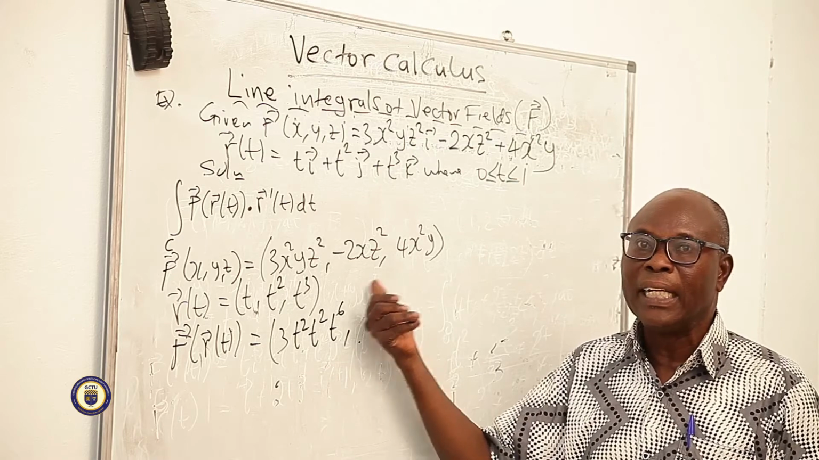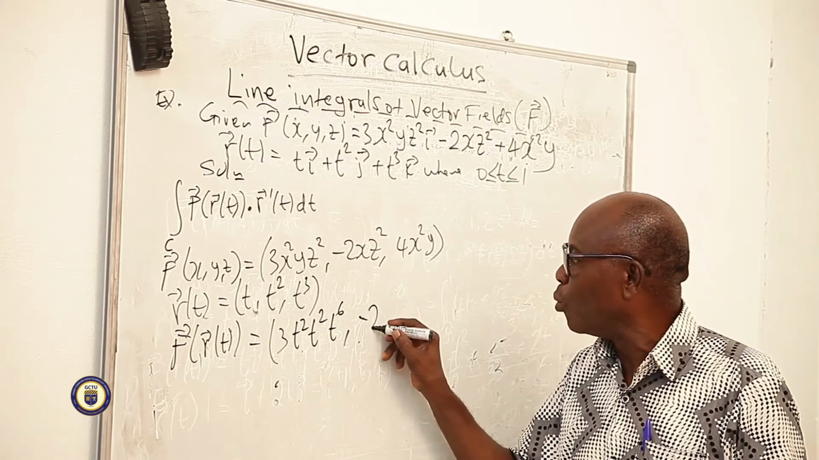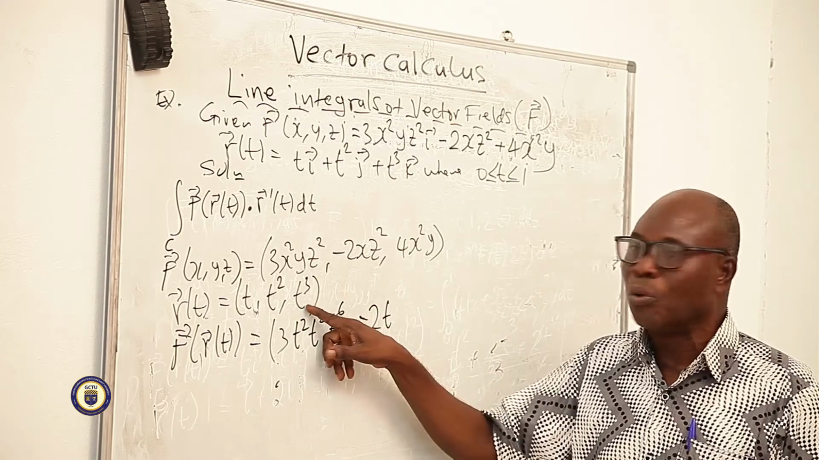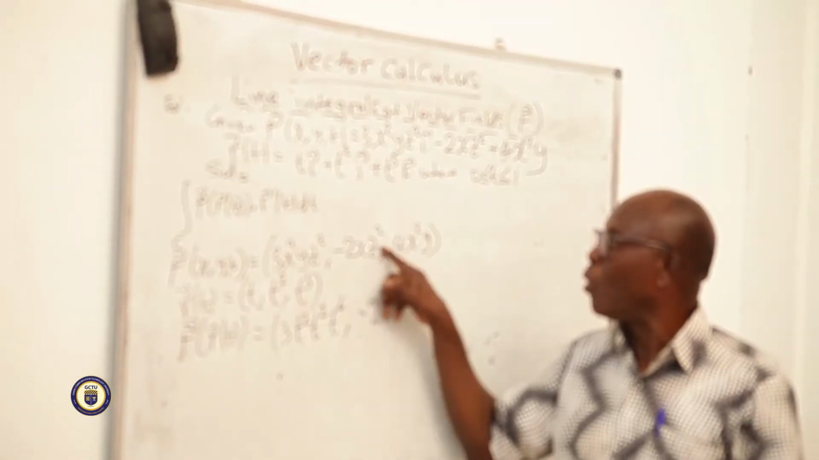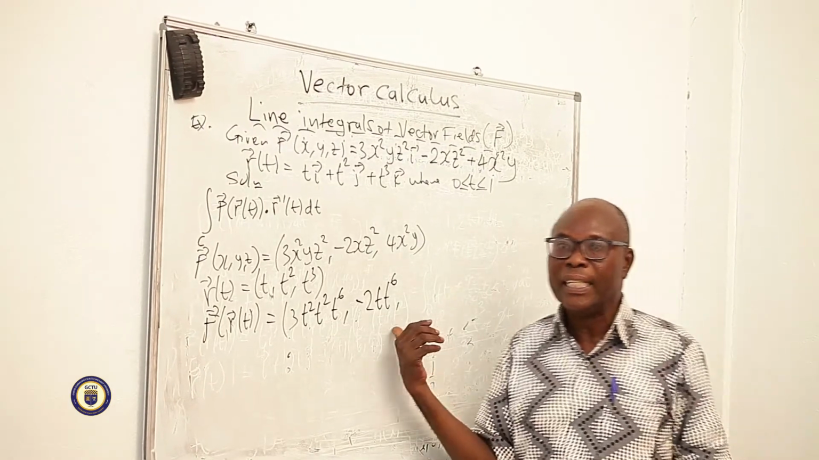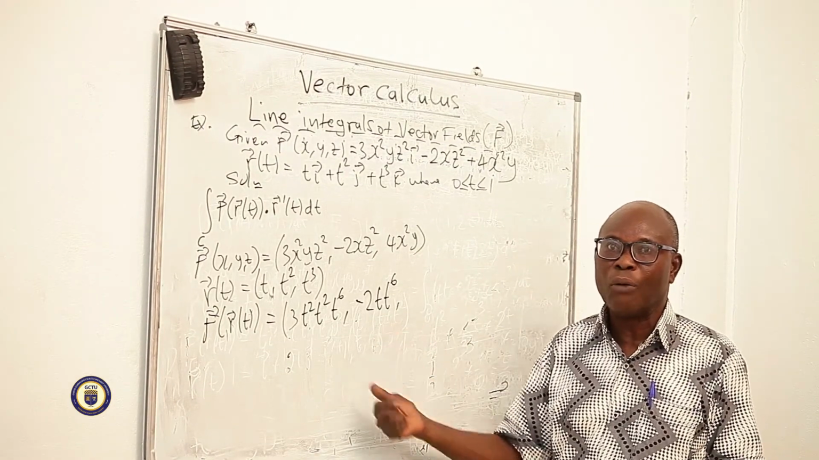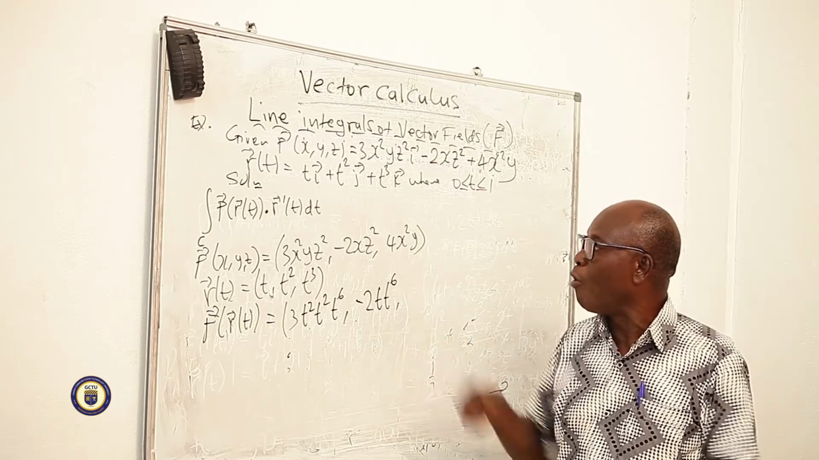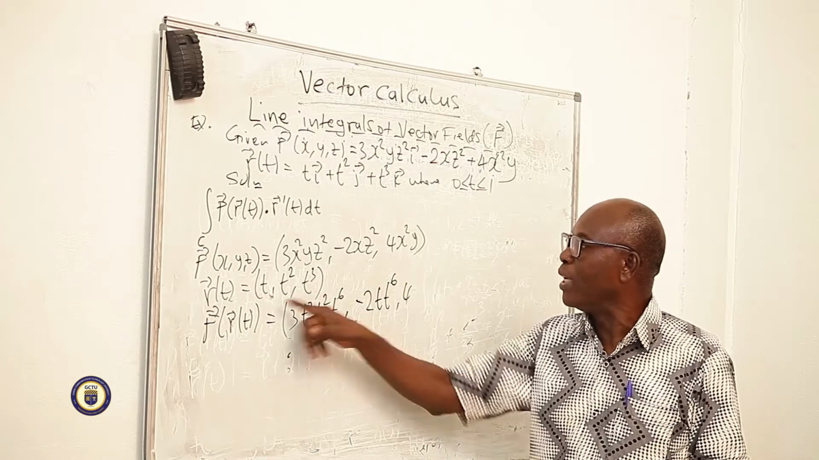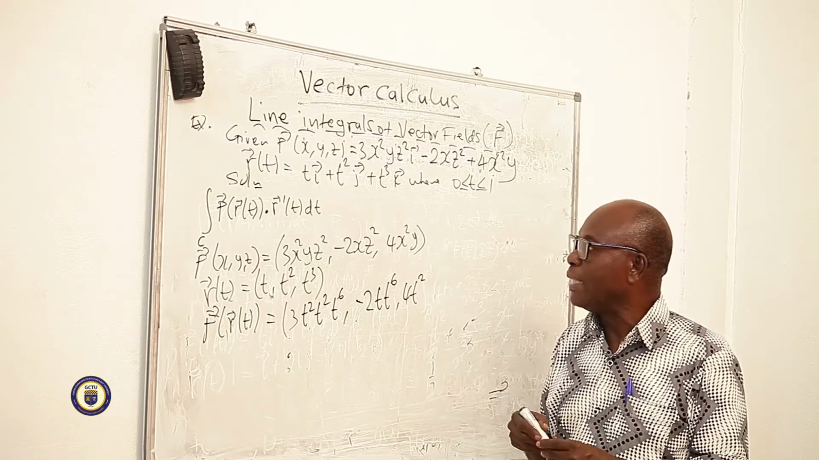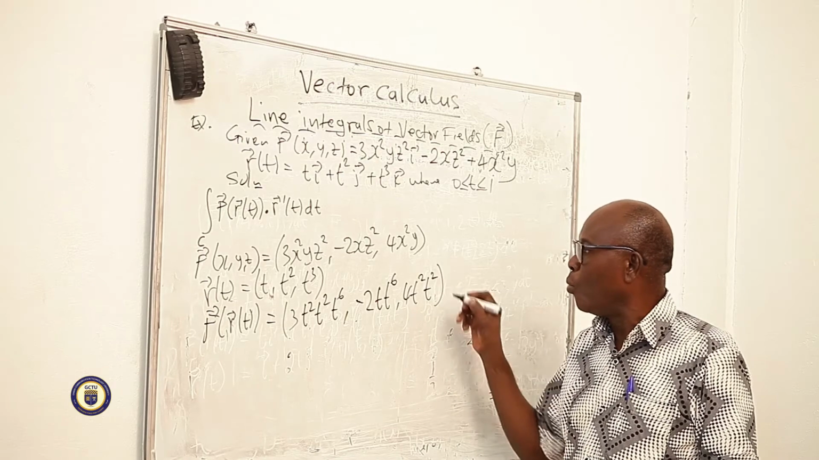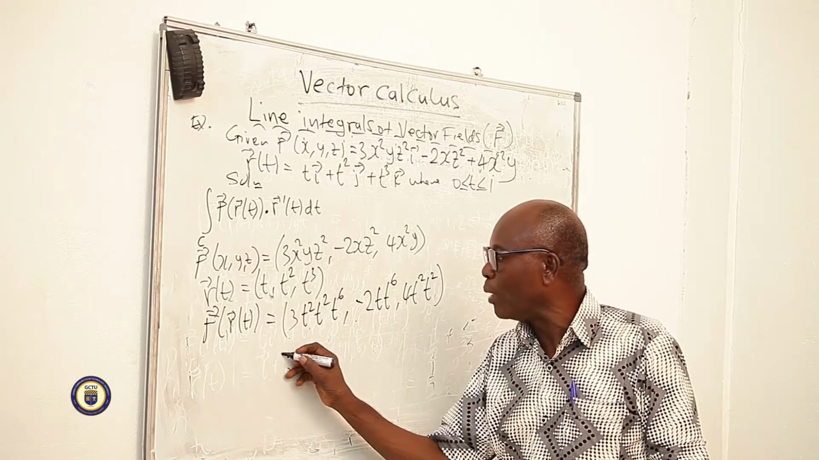Then we come to the j direction where we have minus 2, x is t, z is equal to t cubed, so t cubed all squared will give us t raised to the power 6. That completes the parameters for the j direction. Now we go to the k direction where we have 4 times x, x is t, so x squared will give us t squared, then times y. Y is t squared times t squared. So when we tidy up this one, what do we get?